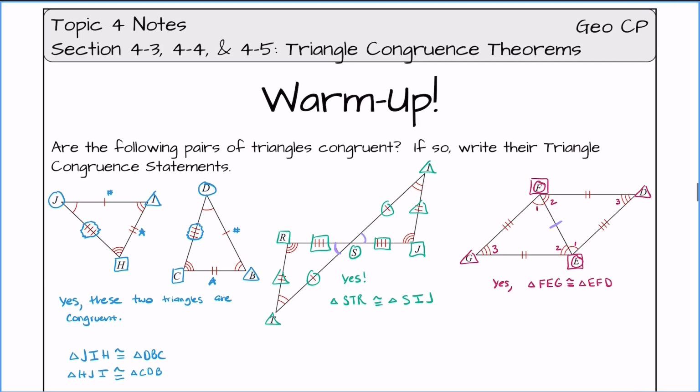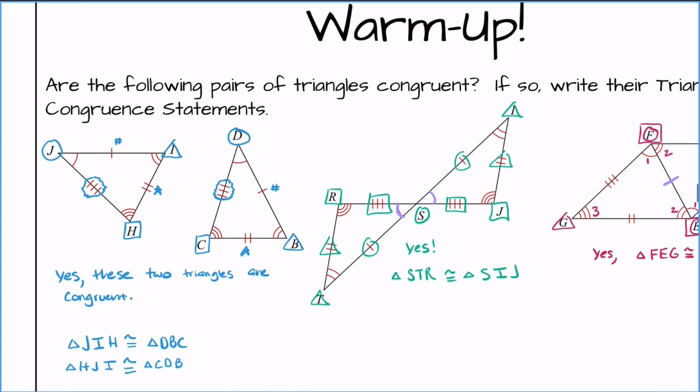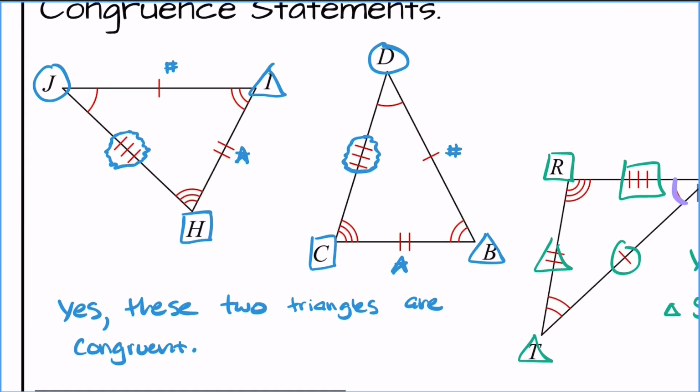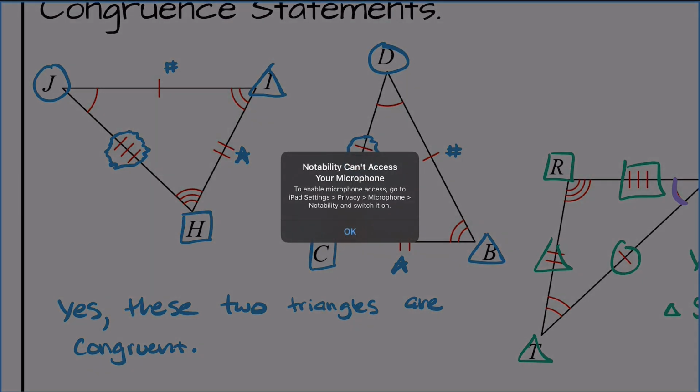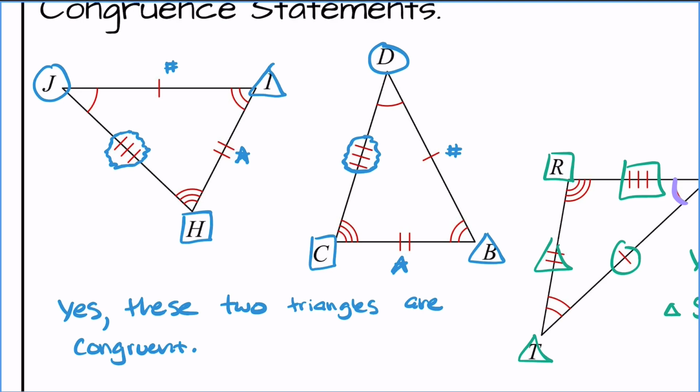All right, so last class we started topic 4 notes for sections 4.3, 4.4, 4.5 on triangle congruence theorems. And so we went over the warm-up. We noticed that we have 3 congruent angles and 3 congruent sides, and that the sides all match up in the exact locations that they're supposed to. So between this circle and this triangle, I put a hashtag, and it matches number 1, and so on and so forth.